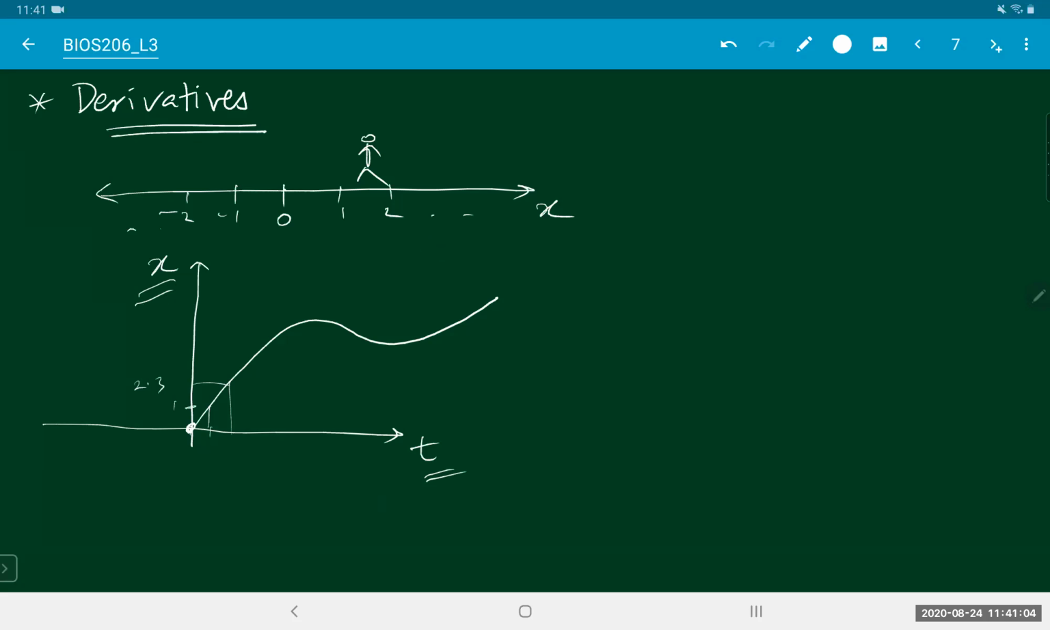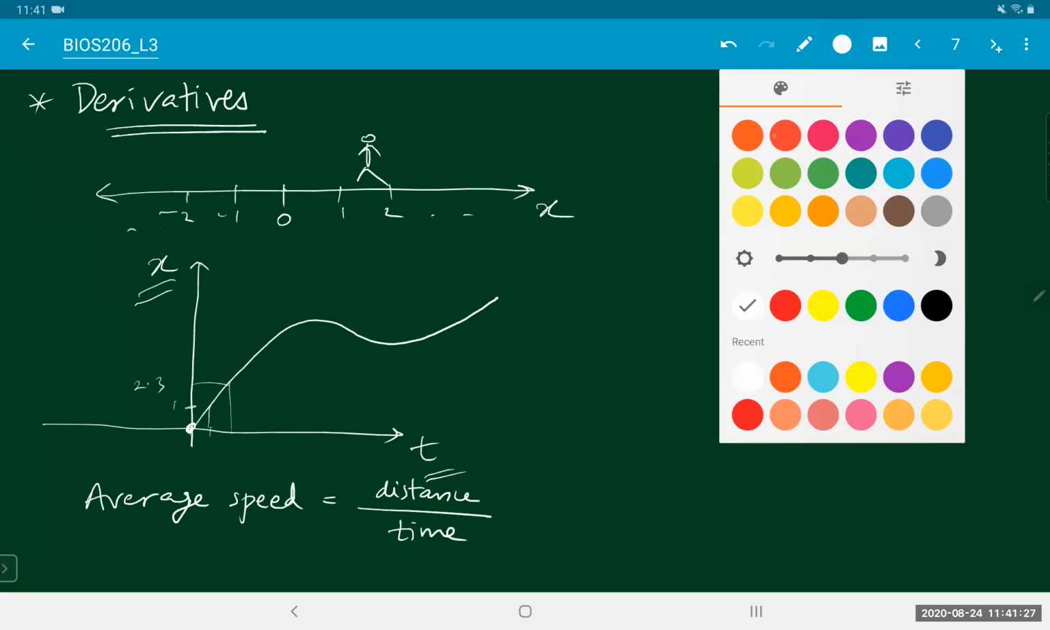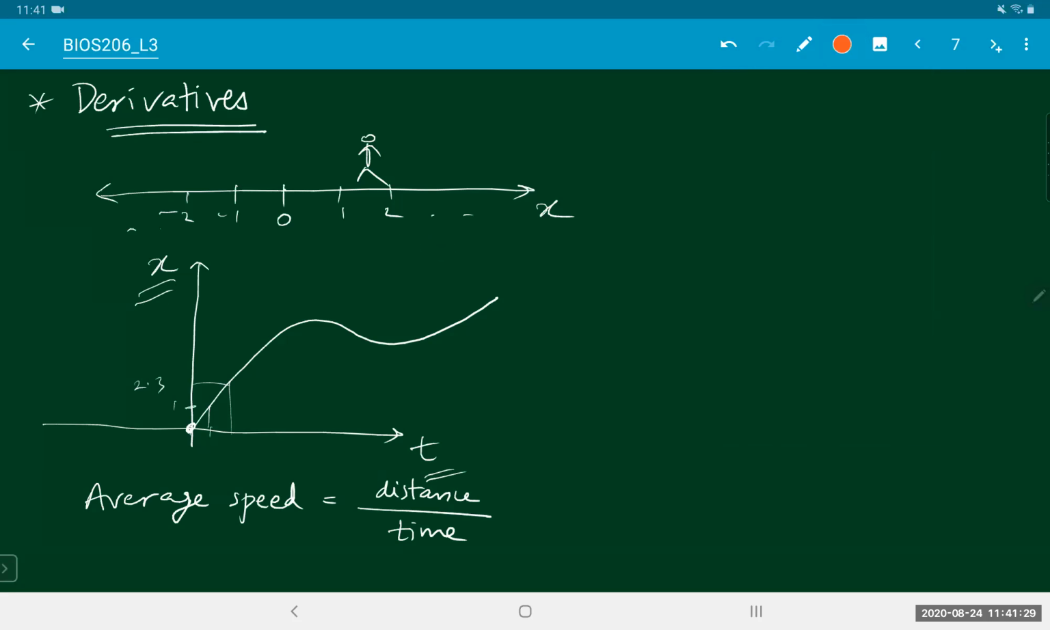And now suppose I want to find out the average speed with which they were moving. The average speed is going to be the distance that they traveled divided by the time that they took to travel that distance. So where should I choose this average speed from? Suppose I say from this time to this time.